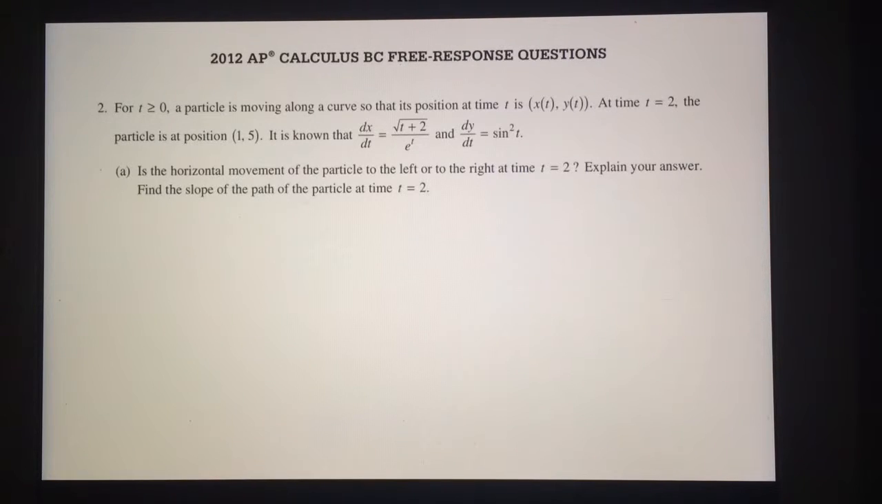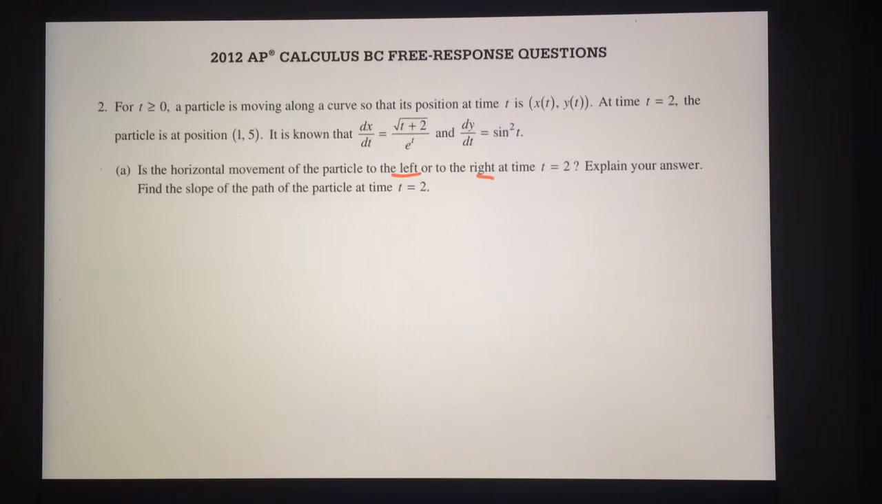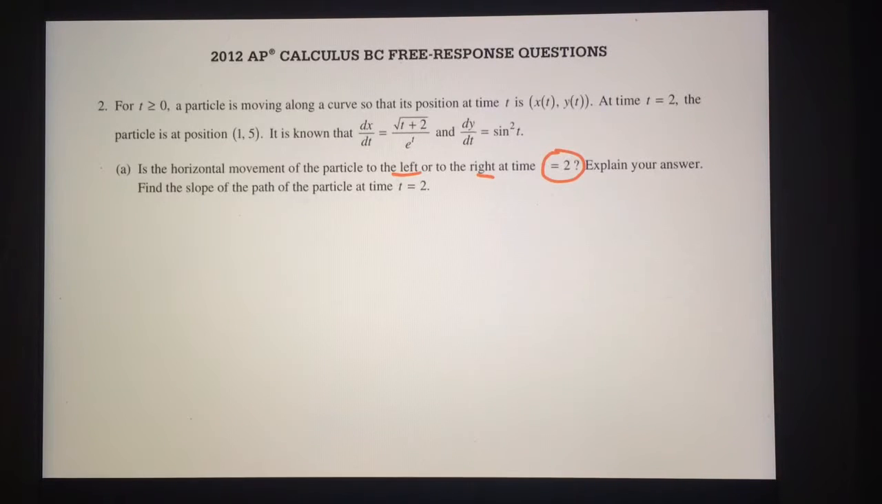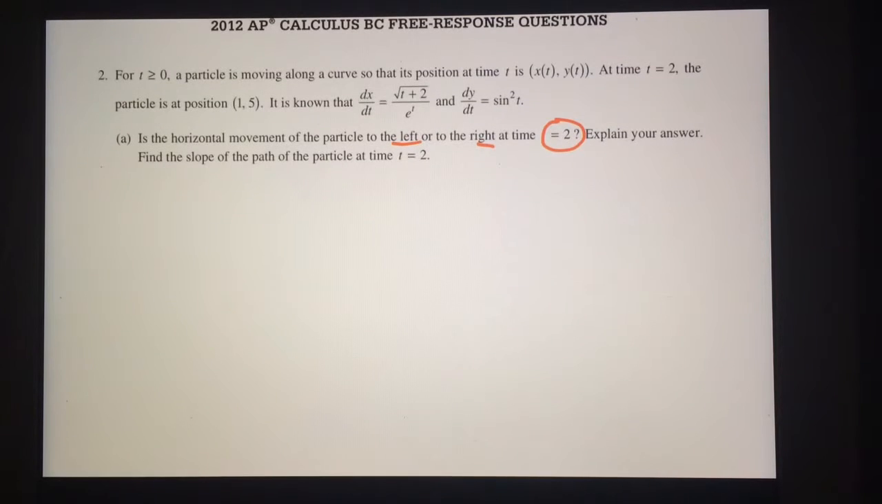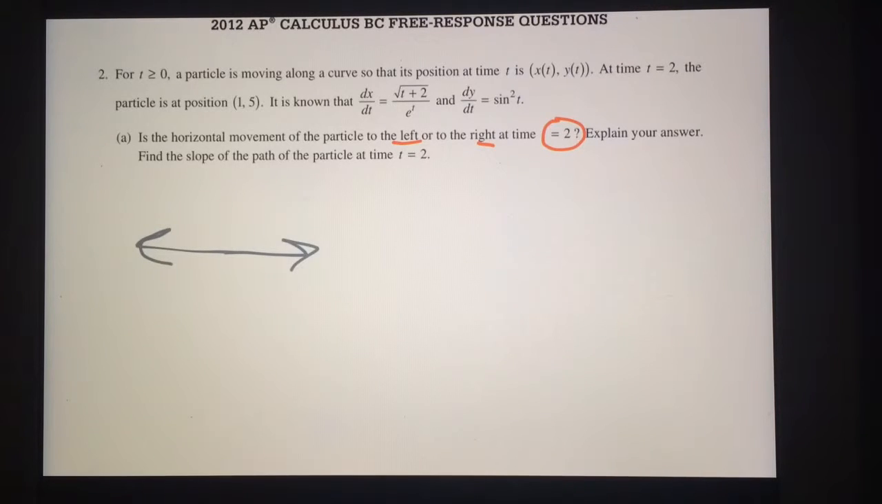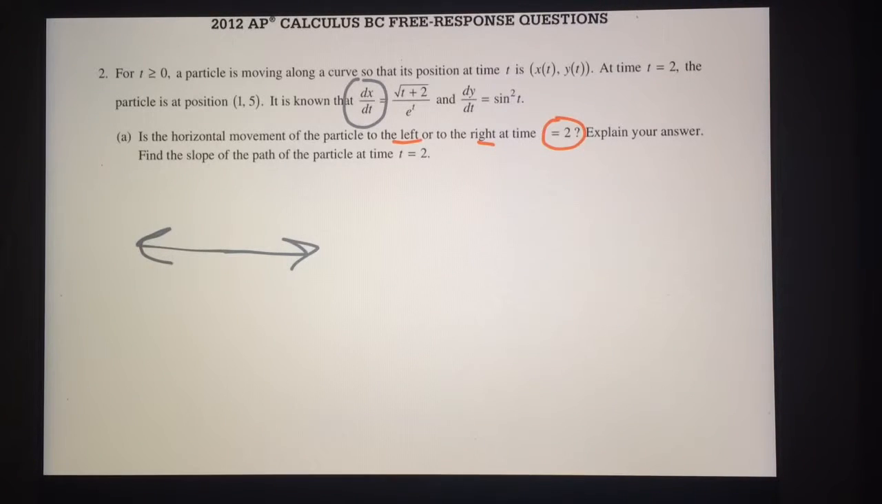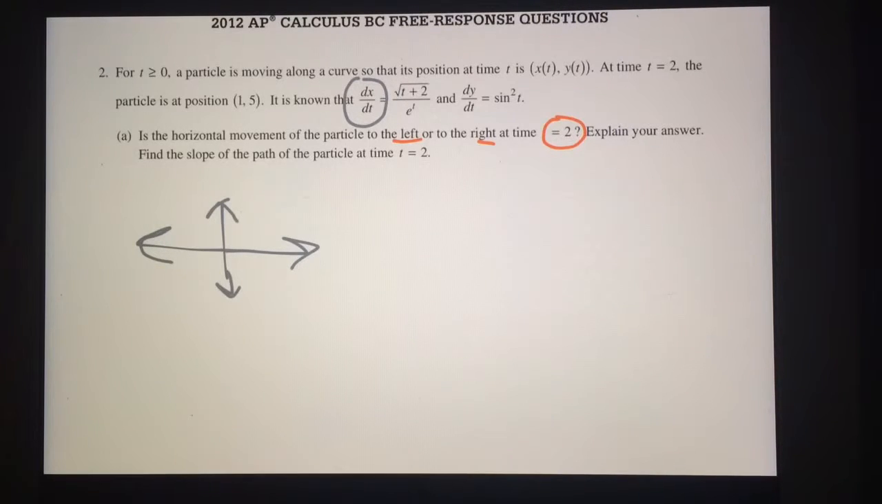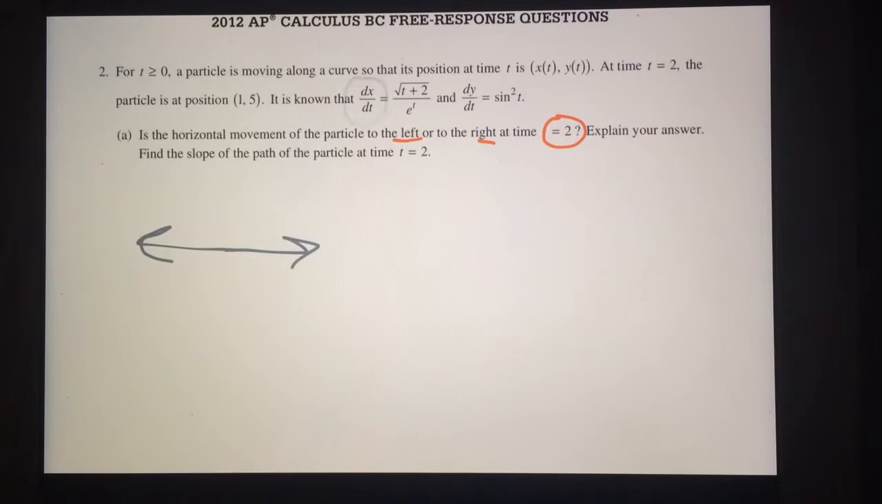Part A says, is the horizontal movement of the particle going to the left or to the right at time t equals 2? Explain your answer. Find the slope of the path of the particle at time t equals 2. Let's first focus on whether it's moving left or right. For this part, we're only going to focus on dx/dt, because the x-axis determines left and right motion on a Cartesian plane. This is the x-axis, this is the y-axis, so we can ignore dy/dt right now.